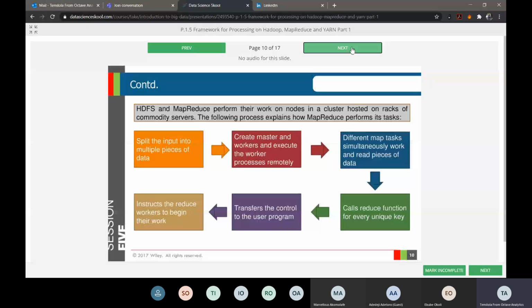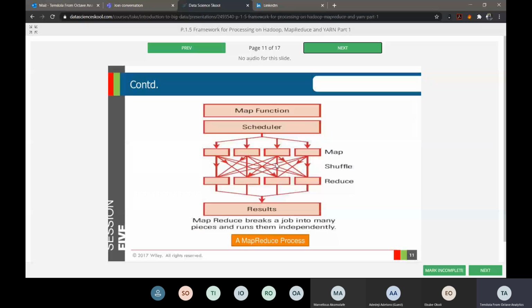Okay, yeah, exactly now. So Adetoro, I hope I'll be able to answer your question here now. Yes. So look at this now. Can you guys see this? So if you can see, you have your map function here, right? So your map function, it schedules the job into different nodes, as you can see.